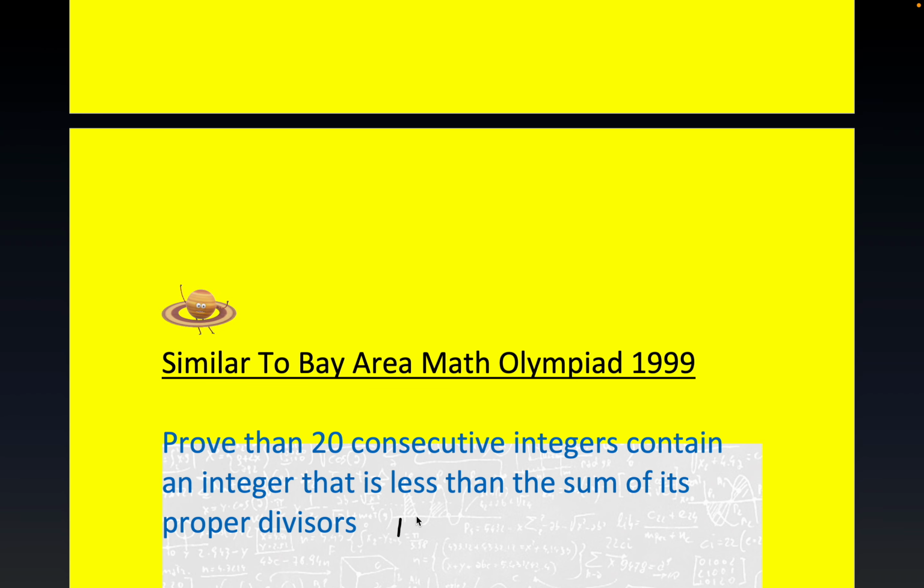Math Olympiad problem all the way back in 1999. The Bay Area Math Olympiad is middle school and high school level math. But just to be clear on what we mean by proper divisor, let's take 10 for example.